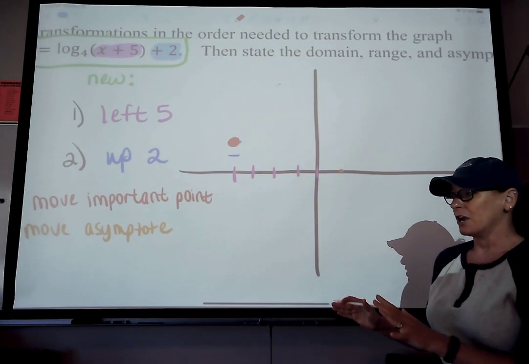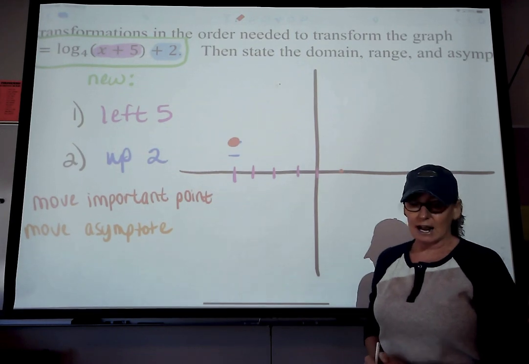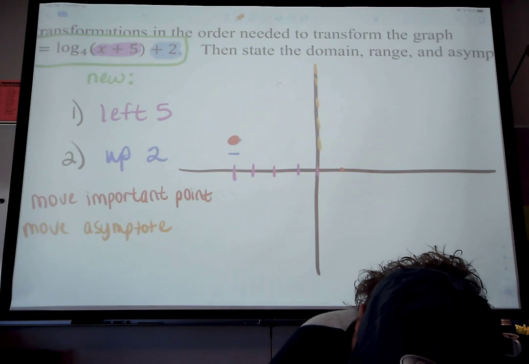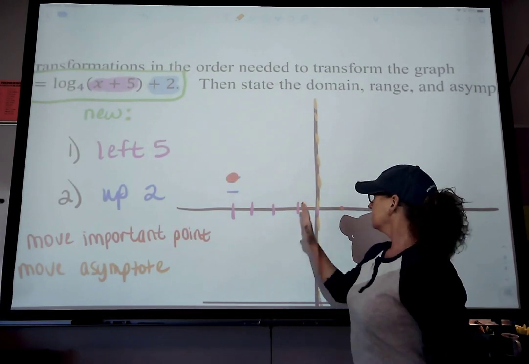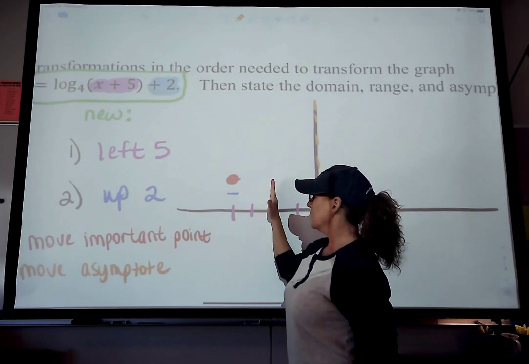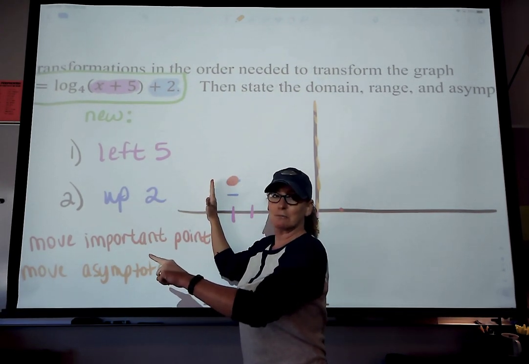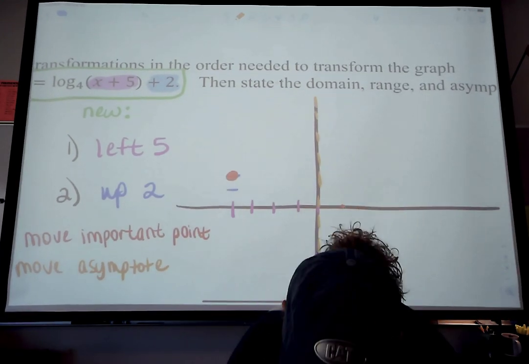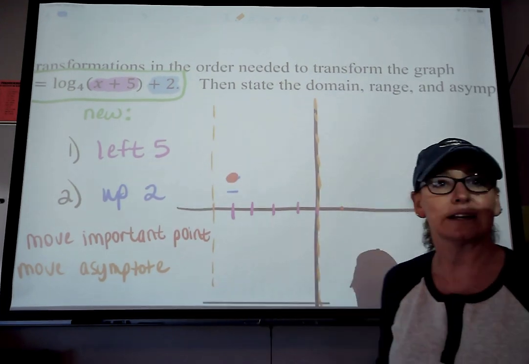Now, the next thing I want you to move is your asymptote. Our asymptote used to be here. All right? Take that asymptote. Move it left 5. 1, 2, 3, 4, 5. And move it up 2. Well, that's silly. It's a vertical line. There's our new asymptote.